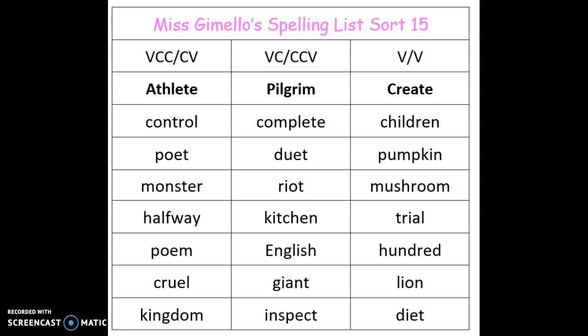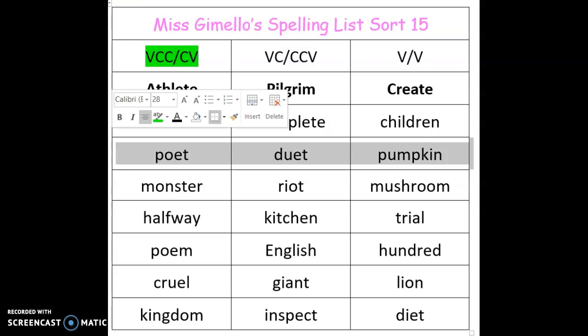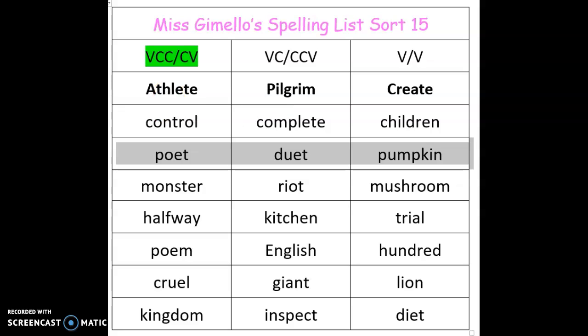The first pattern we're going to look at is the vowel, consonant, consonant, syllable break, consonant, vowel after. So I'm going to take my first color and I'm going to highlight my first group header. My vowel, consonant, consonant, consonant, vowel with the break in the middle. So the example they give us is athlete.